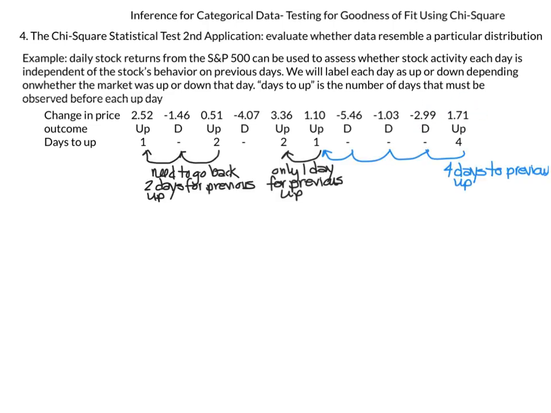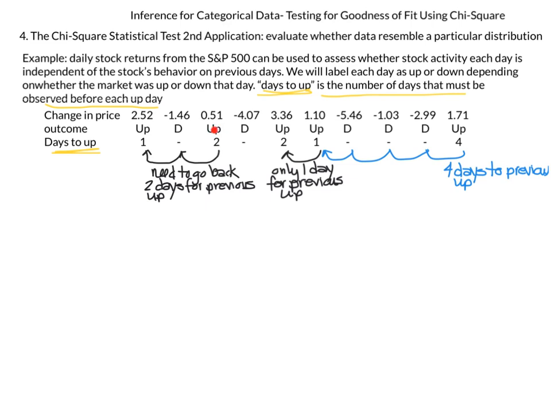And remember, we want to know if the stock market is up one day, can we predict that the next day will be up? So what we're going to consider is this metric called days to up, and that's the number of days that must be observed before each up day. So here we had an up day, so there's 1. The down day doesn't count because it's down, but here we have an up.